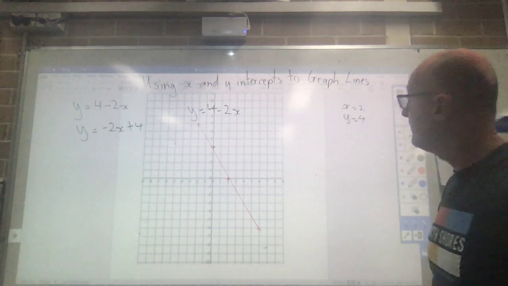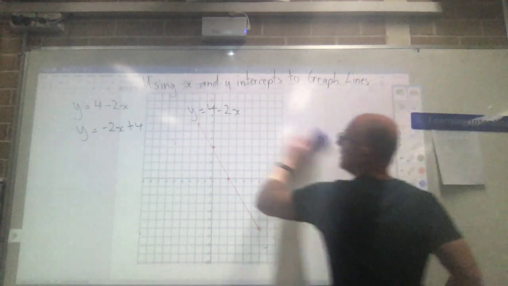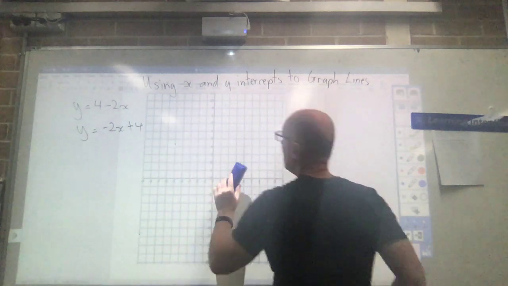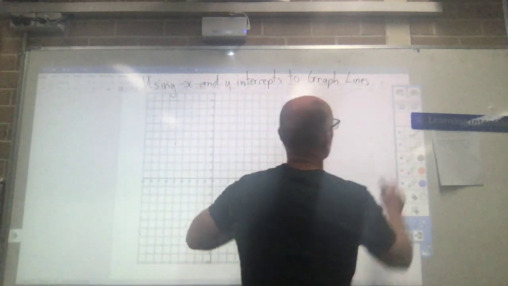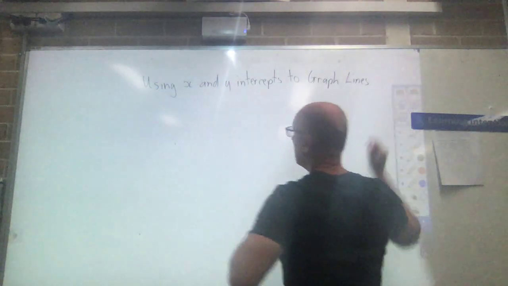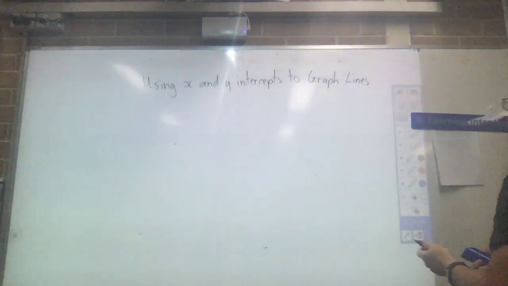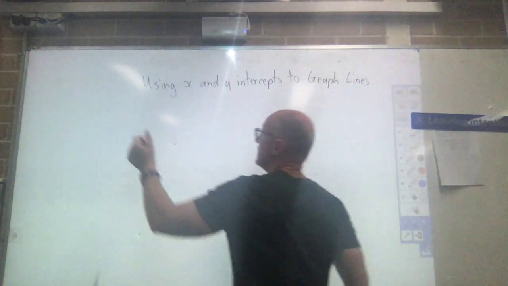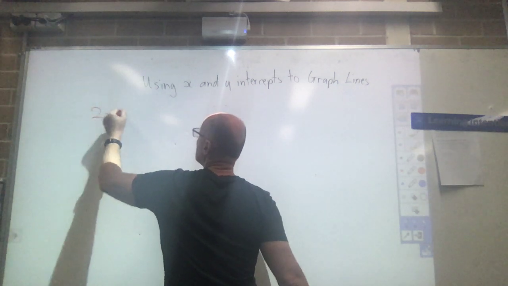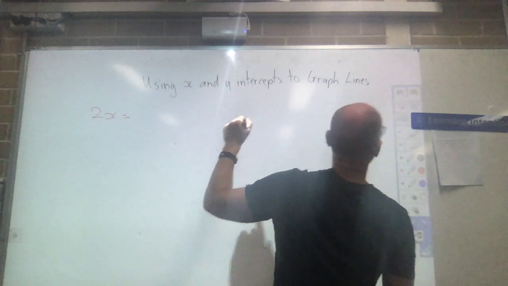I'll rub that one out. So let's have a look at how the next one would look. Let's bring this back up. Okay, the next question was going to be 2x. If you look at your page, 2x equals 4y minus 8.